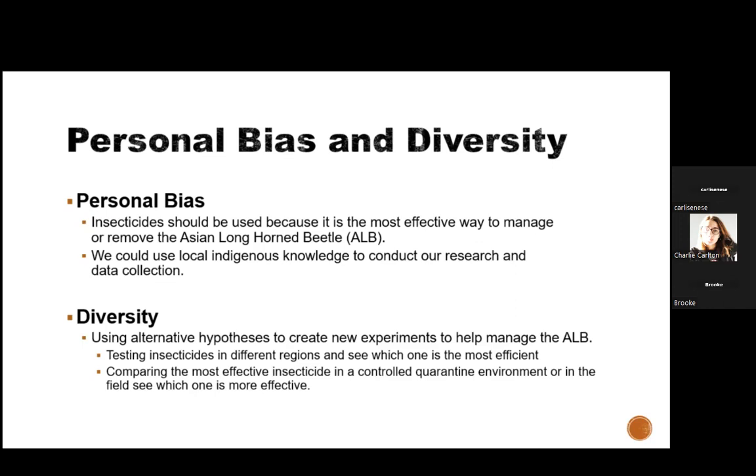And for diversity, we're using the alternative hypotheses to create new experiments to help manage the Asian longhorn beetle, like testing insecticides in different regions and to see which one is the most efficient. So instead of using imidacloprid, we can use another insecticide to see if it's better or less than the imidacloprid. Another test we could do with these hypotheses is compare the most efficient or effective insecticide in a controlled quarantine environment or in the field where there's no quarantine at all and see which one is the most effective.